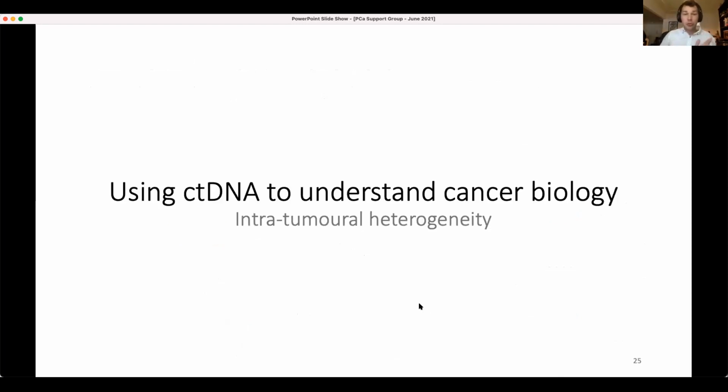Now I have a final 2 slides on a slightly different topic. I've spoken a lot about how this circulating tumor DNA test can be used to inform treatment decisions for men with prostate cancer. But I also want to mention some of the more research-specific uses of circulating tumor DNA. And indeed, this is my current project at the moment.